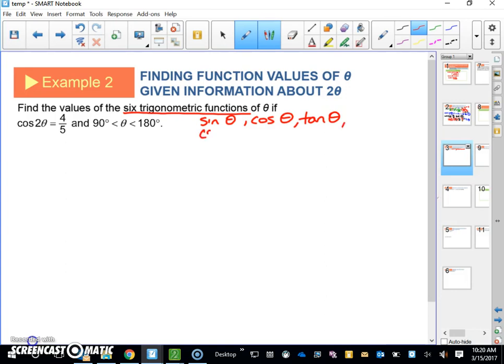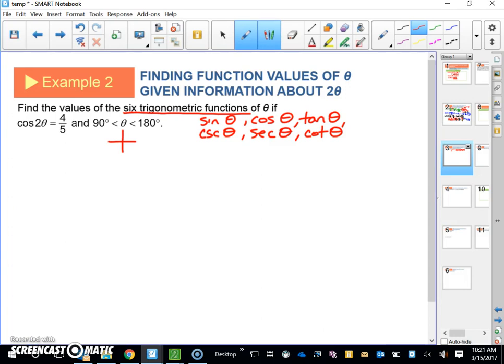We haven't done this in a while, but we did this a lot in chapter 5 and maybe in chapter 6. We had to find all 6 of those trig function values of theta. So look at what you have given. Cosine 2 theta equals 4/5, and 90 is less than theta is less than 180. So think about what that means.